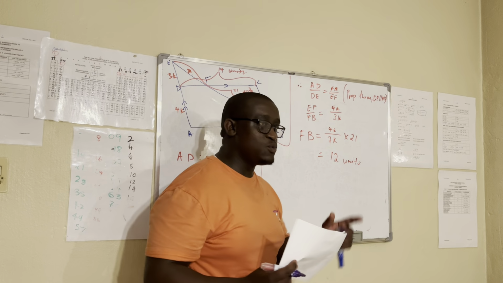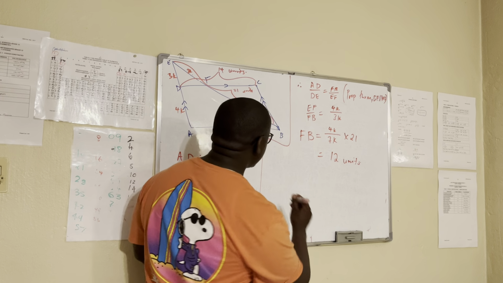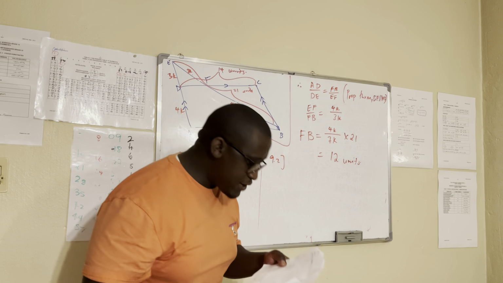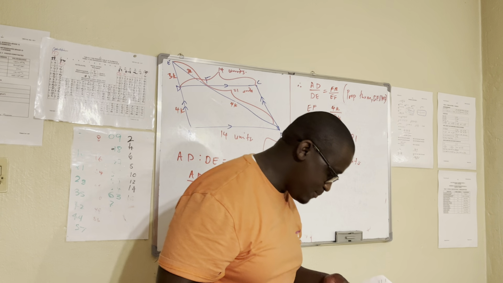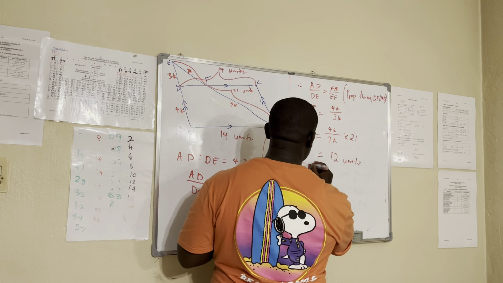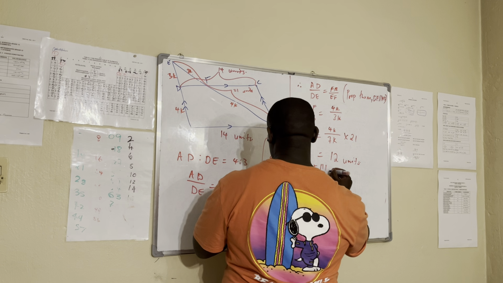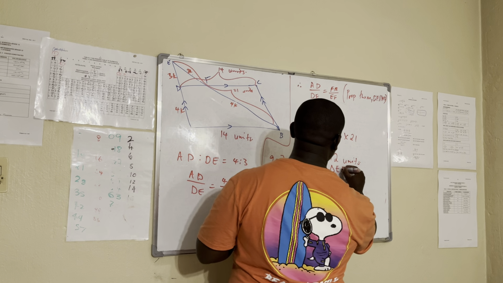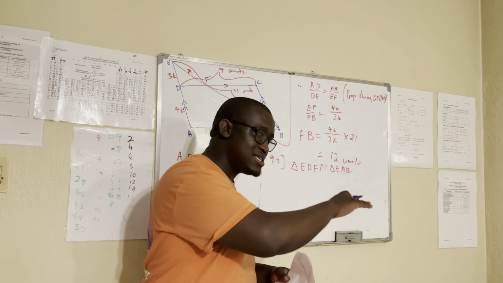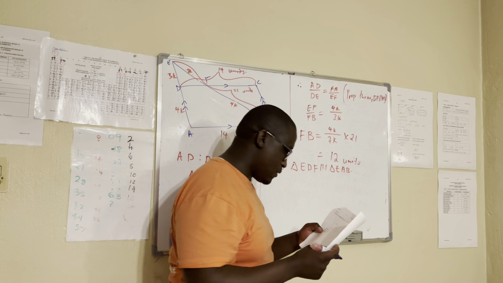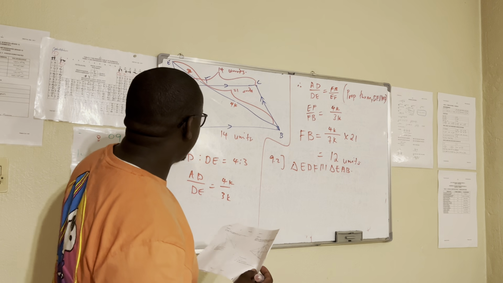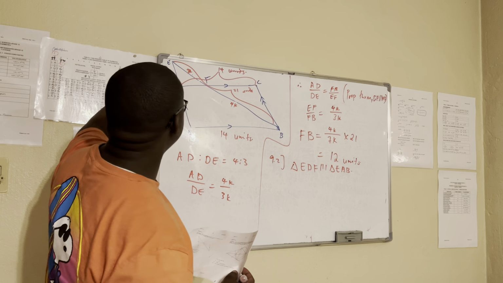Right, question number 9.2. They say provide reasons that triangle EDF is similar to triangle EAB. This can confuse similarity with congruence. So let's go. We must prove that EAB is similar to EDF.